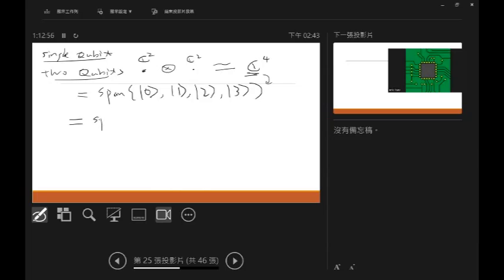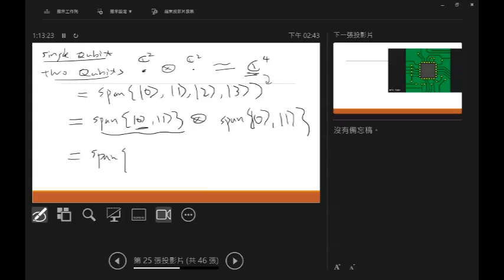I should view it as a span of 2 small qubits. So one is a 0, 1 vector space, tensored with another. And by the definition of the tensor product, every element in the tensor product should be written as a summation of the small bases from V and W. So this is basically written as the span of 0 tensor 0, 0 tensor 1, 1 tensor 0, and 1 tensor 1.